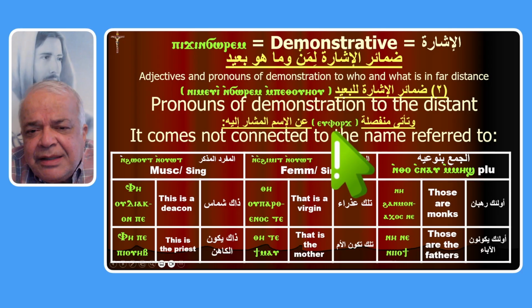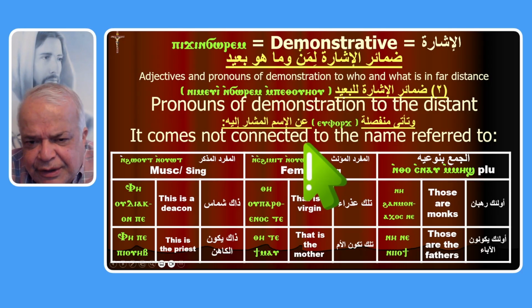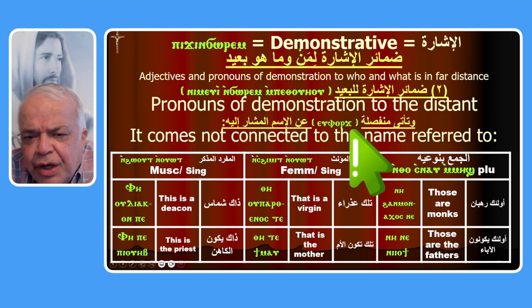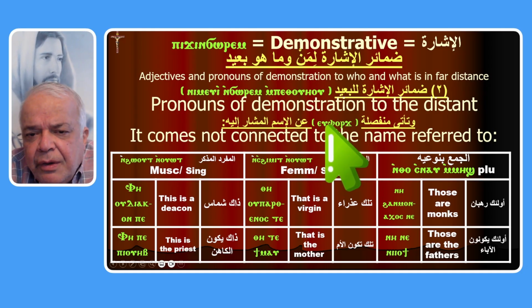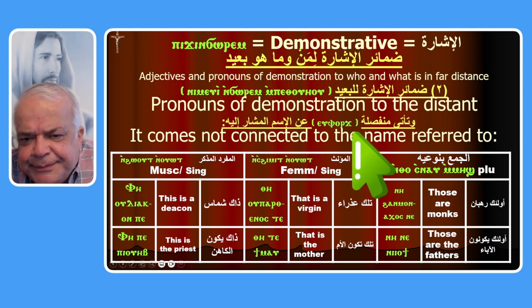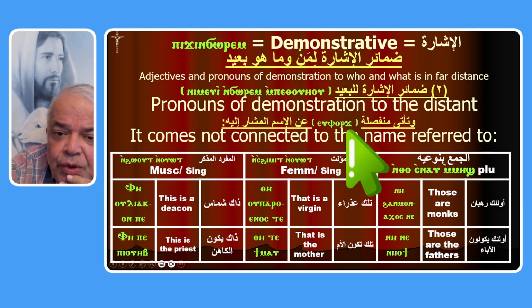As he says here, it comes in separate, not connected to the word after. And that's the word evvorg in Coptic. Vorg means not connected or connected, whatever. Here it means not connected. So vorg means not connected, separate.